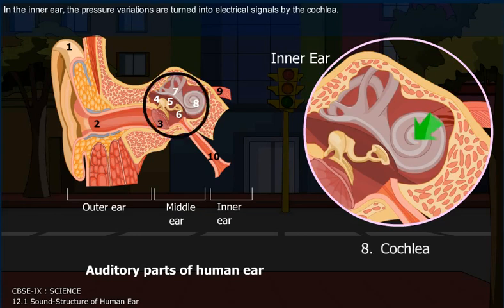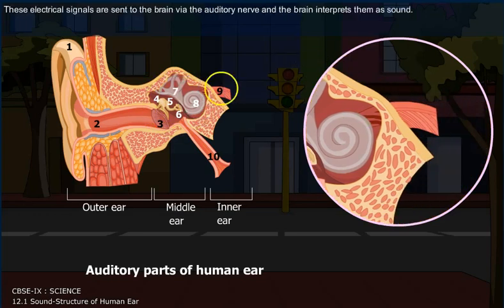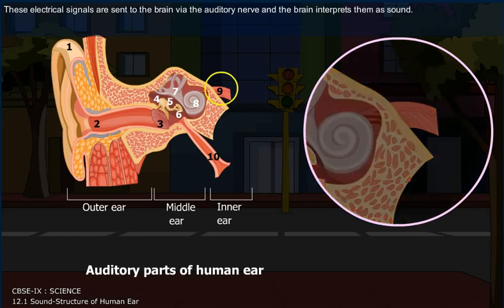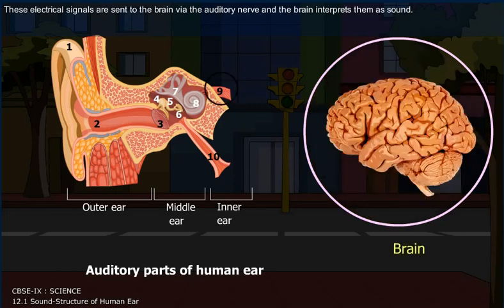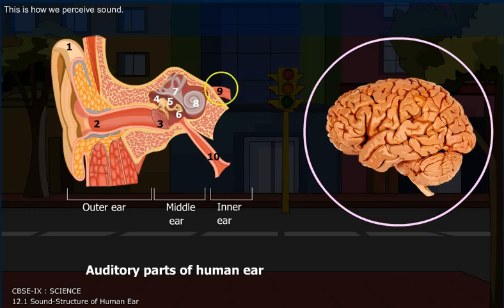In the inner ear, the pressure variations are turned into electrical signals by the cochlea. These electrical signals are sent to the brain via the auditory nerve, and the brain interprets them as sound. This is how we perceive sound.